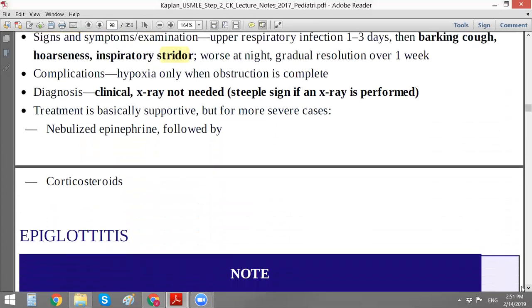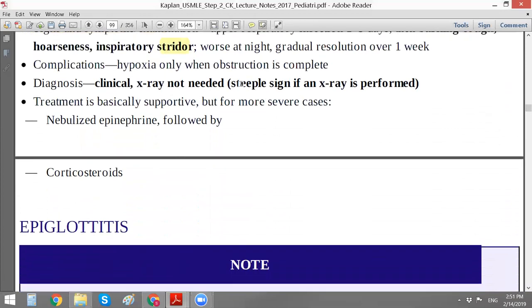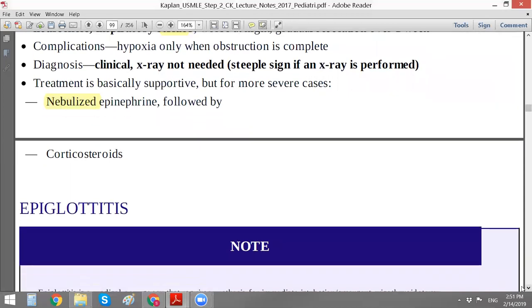Diagnosis is clinical, X-ray is not needed, steeple sign if an X-ray is performed. Treatment is basically supportive, but for more severe cases, nebulized epinephrine followed by corticosteroid. That's it. Basically, it's supportive, so it will resolve on its own in 1 week or so.